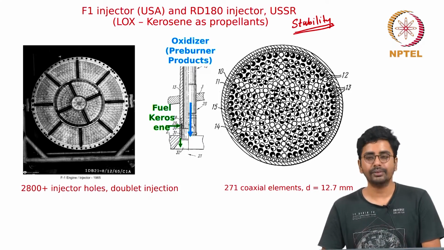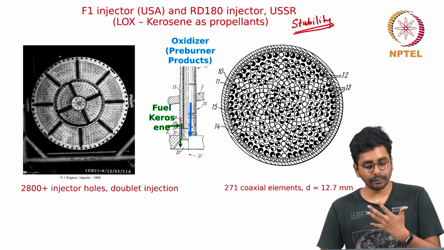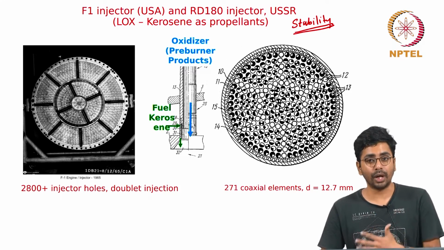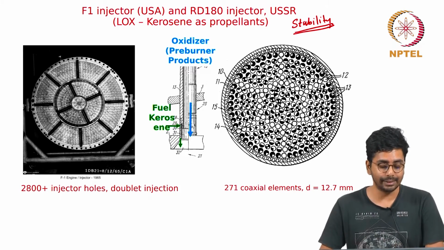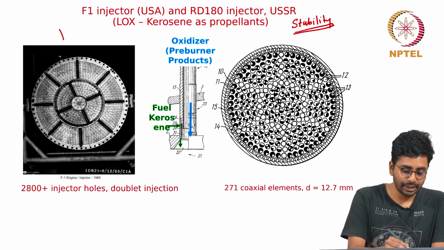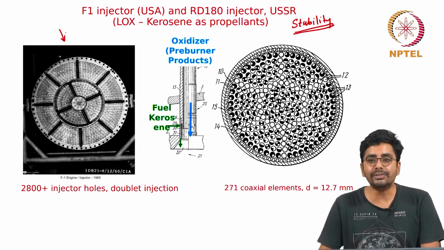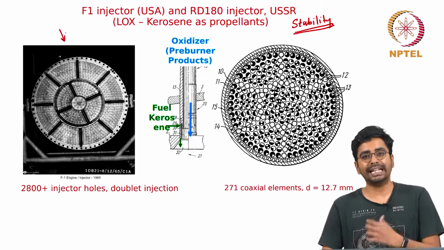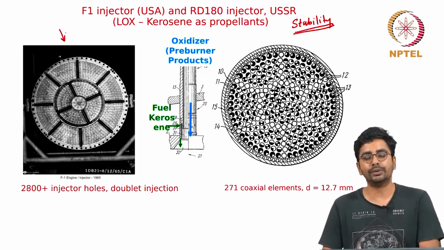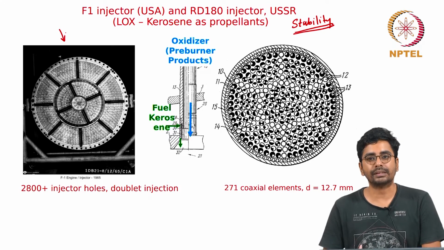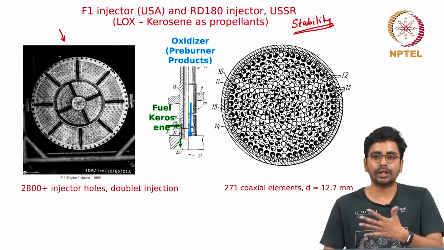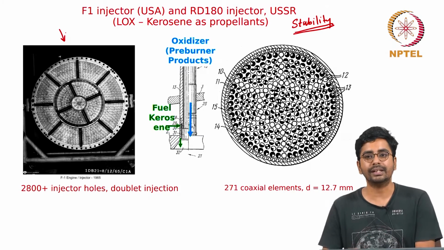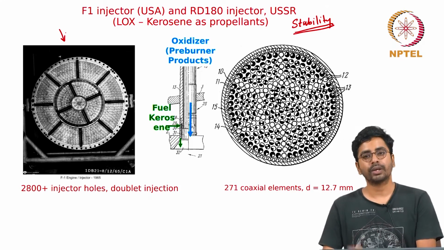A classic example of where this was not done and there were serious instability issues was the F1 engine, which used impinging injectors, which inherently creates a very heterogeneous mixture ratio distribution in the lateral direction very close to the injector plate, leading to severe instability issues.